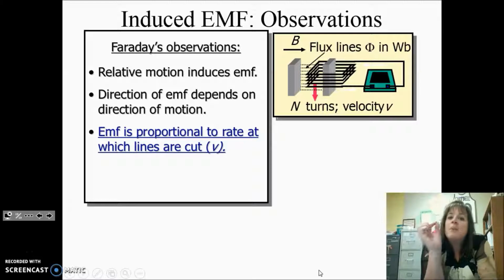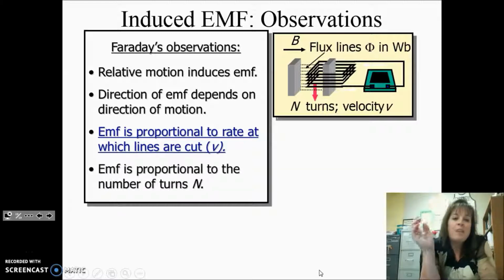He also found that the amount of voltage was proportional to how fast the change happened. So he said it depends on the rate at which the magnetic field lines are cut, well, that's the speed. How fast the change happened affects how much voltage is produced. And the more loops of wire he put in his coil, the more voltage he got.